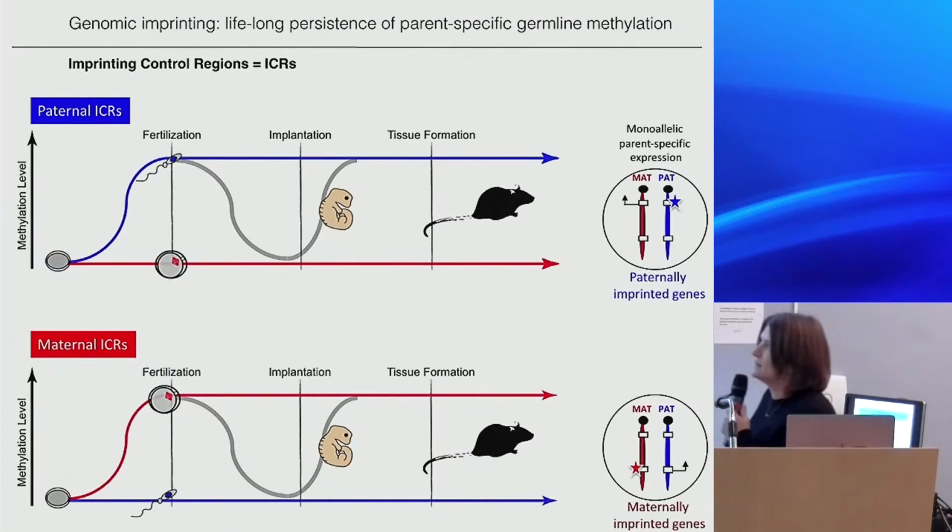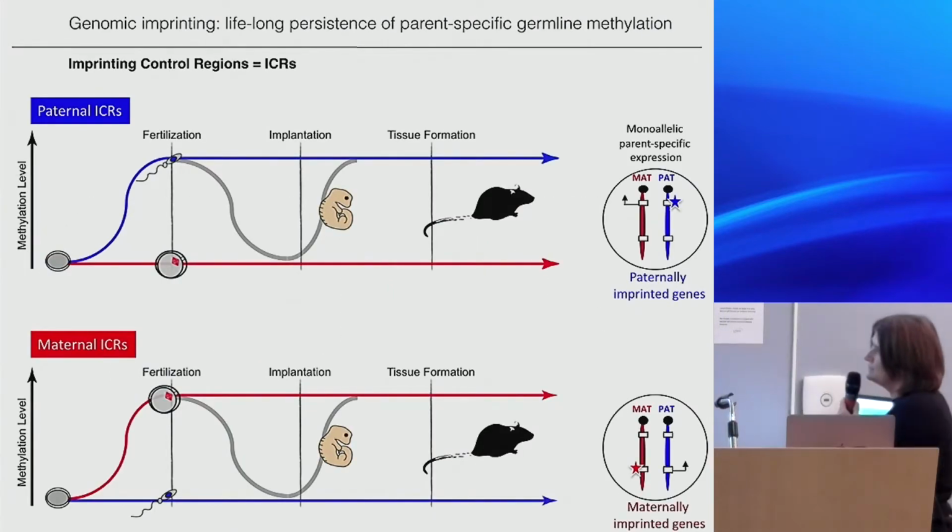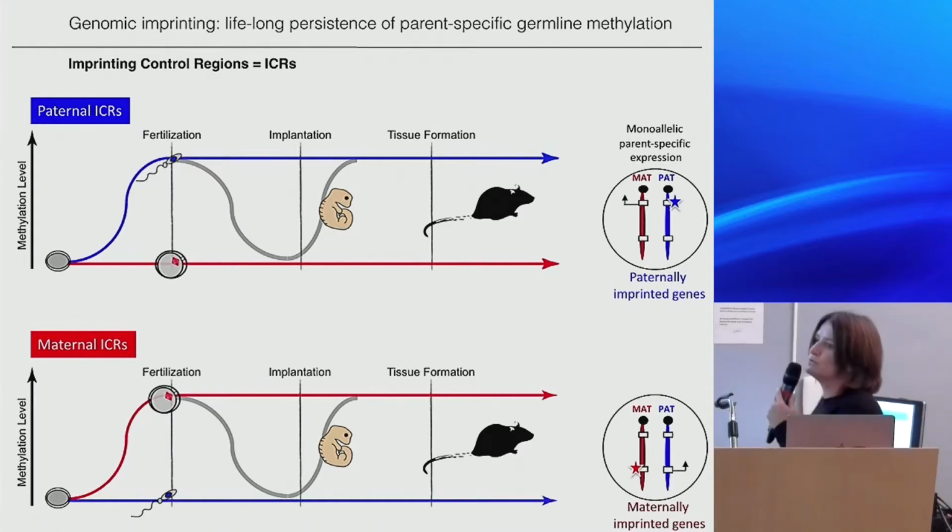So the regions that are targeted for genomic imprinting are called imprinted control regions, ICR. And they are exceptional because they have the ability to maintain, as I said, their parent-of-origin methylation that they inherited from one of the parental germlines.